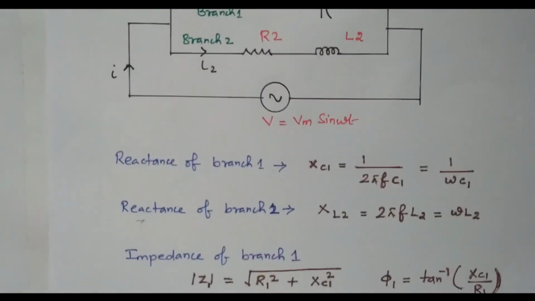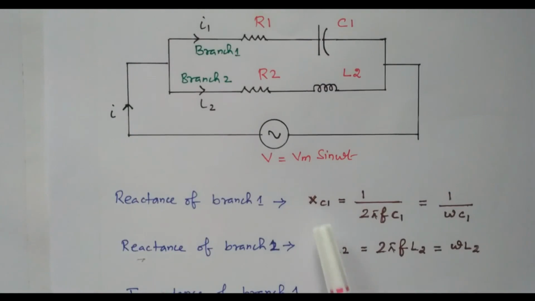So the resistance of branch 1 is R1. XC1, the reactance of branch 1, equals 1 divided by 2 pi f C1. Because of the capacitor, this is the reactance. This 2 pi f can be written as omega, so that it is 1 divided by omega C1. The reactance of the second branch is XL2, the second branch containing the inductor. So XL2 equals 2 pi f L2, that is omega into L2. The capacitor in branch 1 is termed C1, and the inductor in branch 2 is termed L2, for simplification.